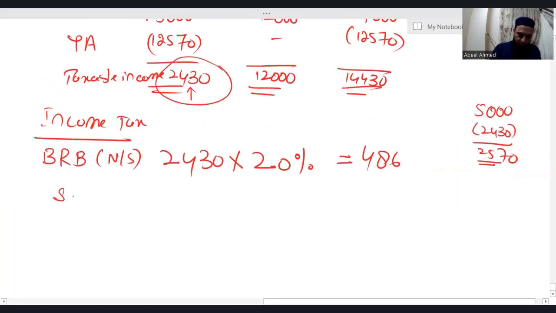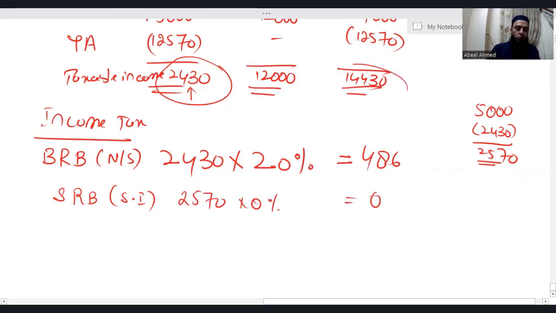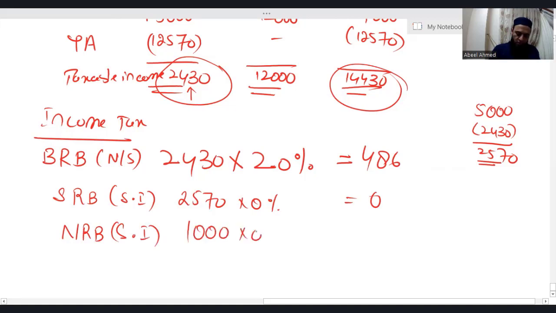So starting rate band, saving income, 2570, applicable tax rate is 0% and obviously 0. By looking at 14,430, we can easily say this individual is a basic rate taxpayer. Whoever is a basic rate taxpayer gets nil rate band of 1,000 for the saving income. Nil rate band, saving income, 1,000 into 0% is 0.